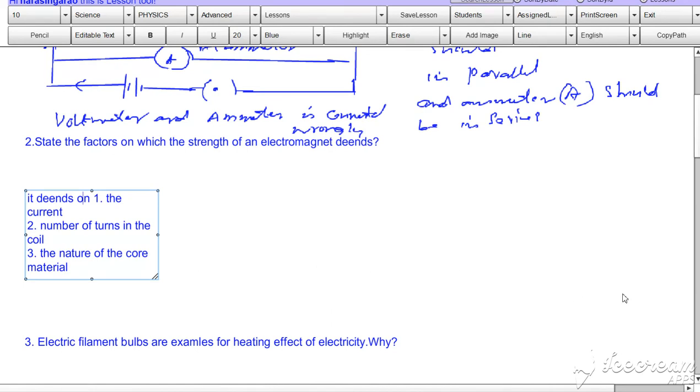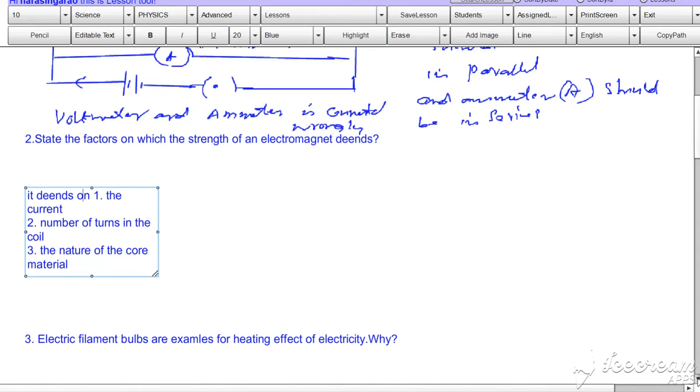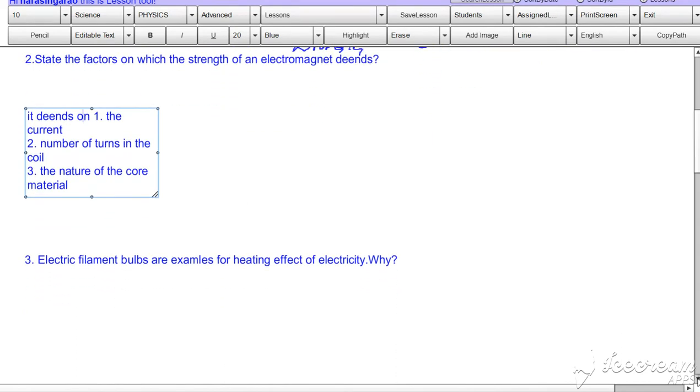The core is soft iron or steel. If you use steel, the magnet becomes permanent. So you should use soft iron, so that the magnet will be temporary.